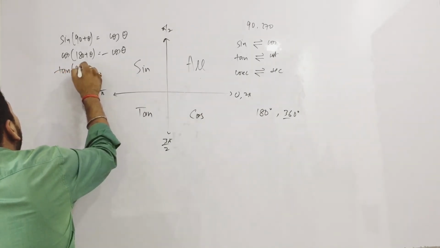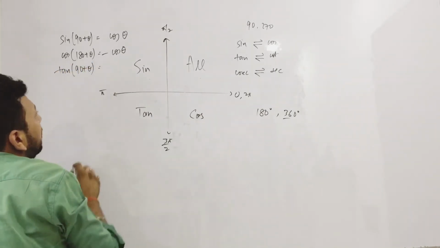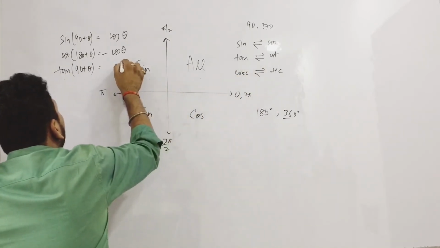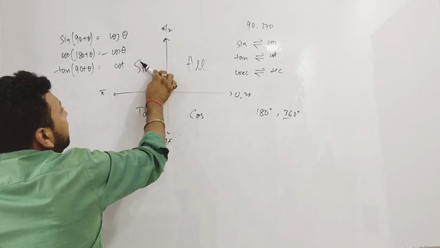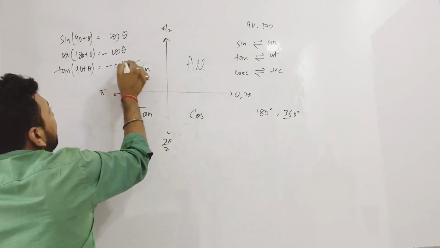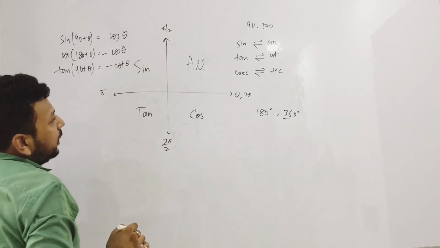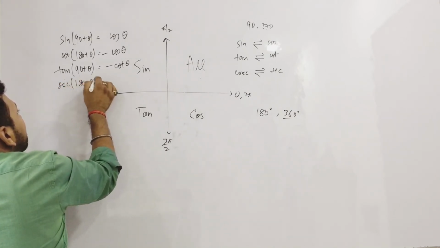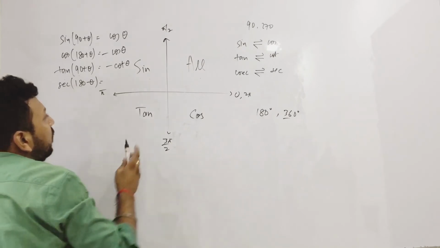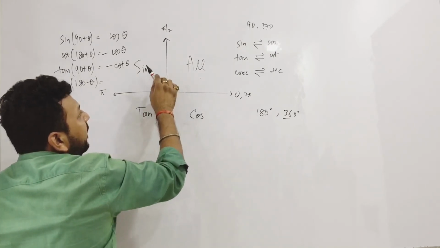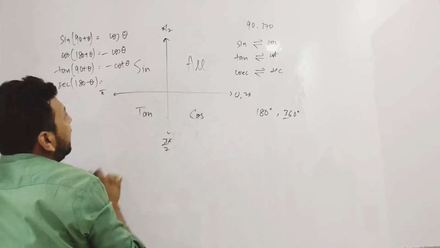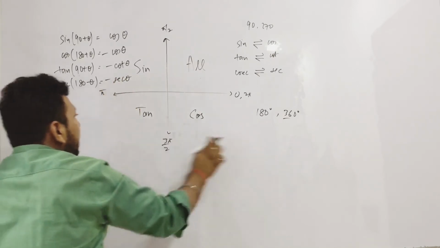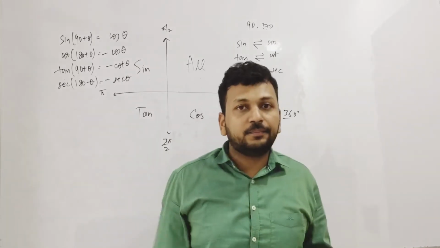Tan of 90 plus theta. 90 means tan gets converted into cot. And in 90 plus theta, tan is negative. That means minus cot theta. If I write sec of 180 minus theta, here sec is negative. That means minus sec theta. Why sec? Because at 180 it remains constant.